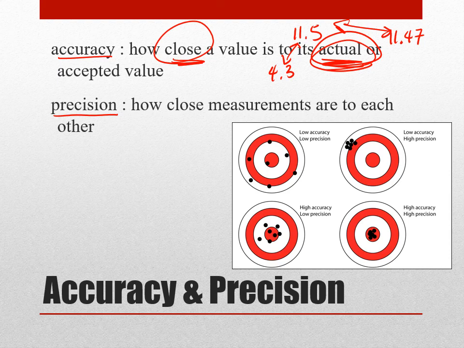Precision: now we're going to have a group of data, and we're looking at how close the measurements in the data are to each other, not necessarily to the accepted value, simply to each other.